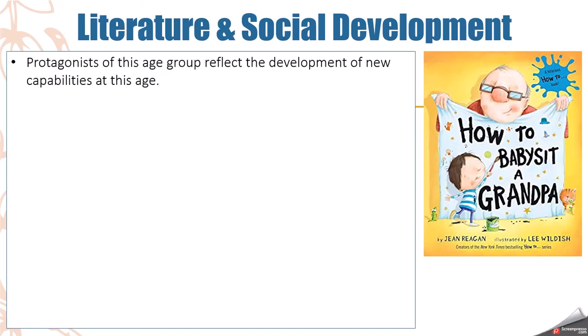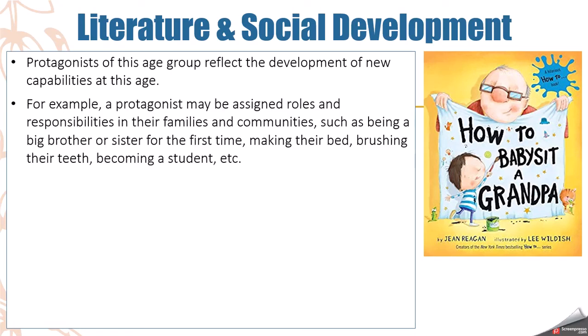And in literature for this age, the protagonists are really going to reflect the development of capabilities. So here I've got How to Babysit a Grandpa. It's such a cute book. There's a grandma one as well. This is a picture book, but it's something that a kid this age could read on their own. And it's about staying with grandma, having grandma or grandpa come and stay with you. Putting it a little bit empowering of the child, you know, How to Be Babysat by Grandpa wouldn't be as great of a title. The protagonist may be assigned roles and responsibilities in their families and communities.